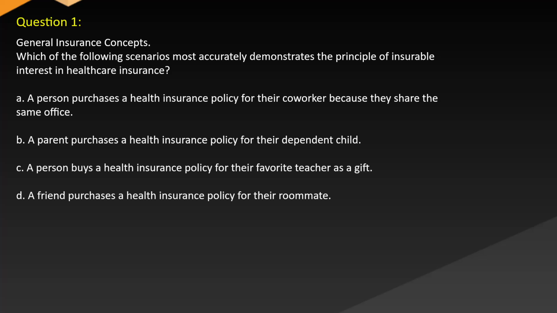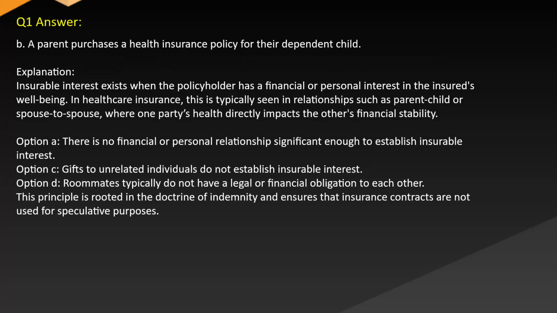B. A parent purchases a health insurance policy for their dependent child. C. A person buys a health insurance policy for their favorite teacher as a gift. D. A friend purchases a health insurance policy for their roommate. Answer. B. A parent purchases a health insurance policy for their dependent child.